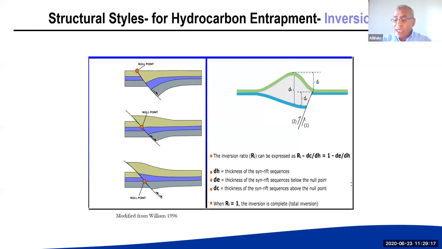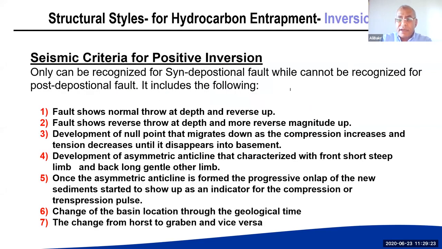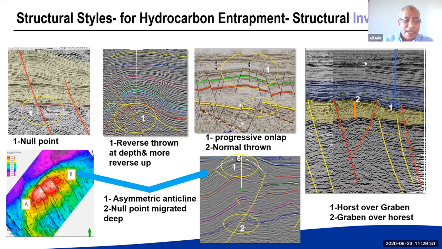Actually, we can recognize this directly from seismic, and I'm going to show you some interesting criteria that I collected myself and put into 7 points, as you can see here. If you recognize those 7 points from the seismic, this will tell you that your area was subjected to tension and then compression or transpression, and you have to make sure that you understand this in order to pick up the right track. From the seismic, very interesting stuff. All of these are cross sections from real seismic data. I'll start with the first one.